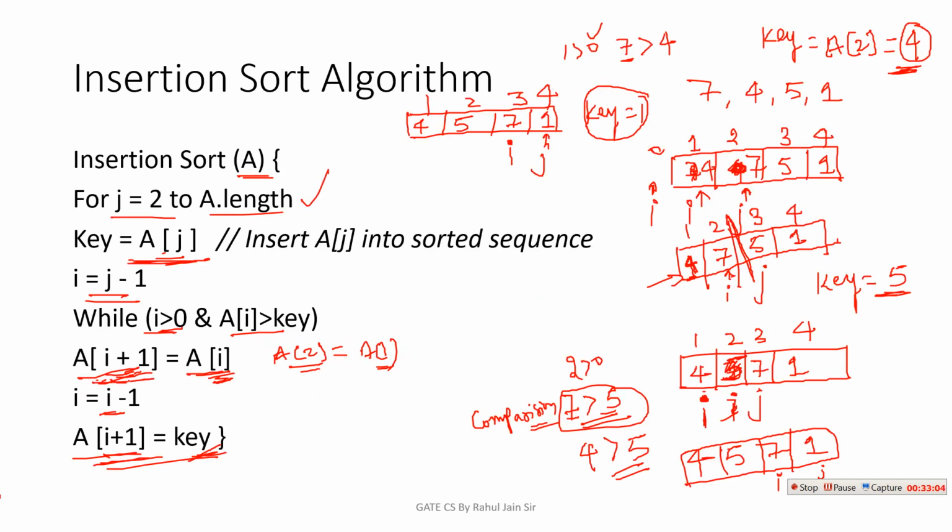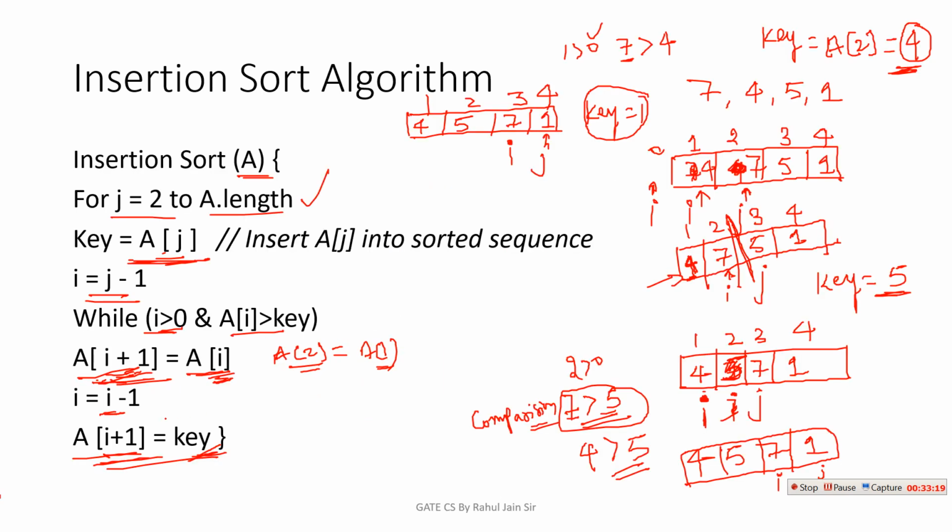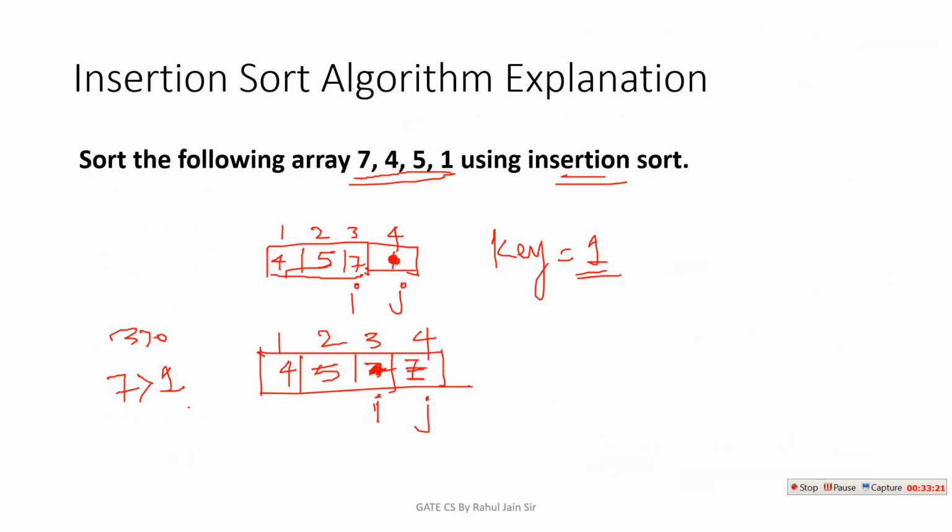So A of I plus 1 means this place should be replaced with A of I, 7. So 7 would be moved to here. I will move 7 here and this place will remain empty now. And I equals I minus 1. So I is now denoting here.